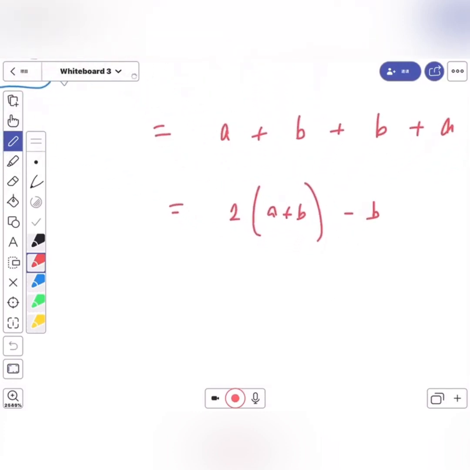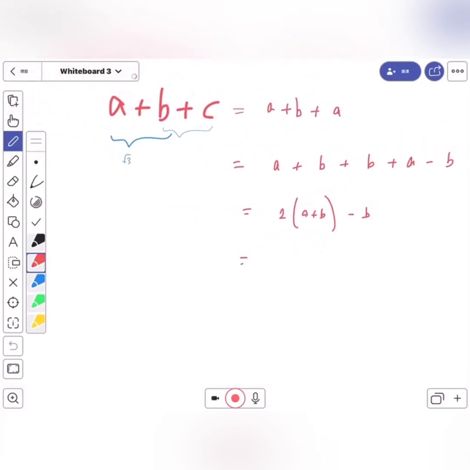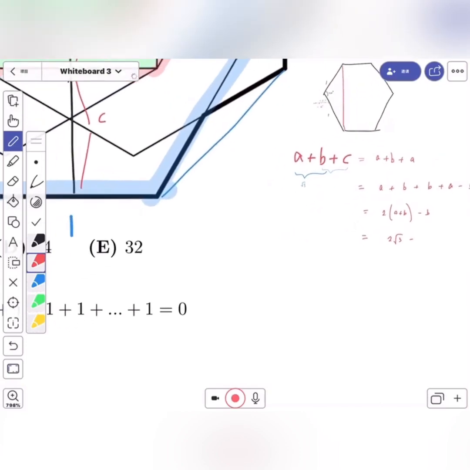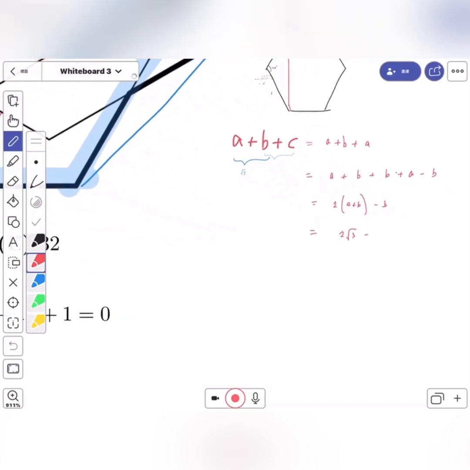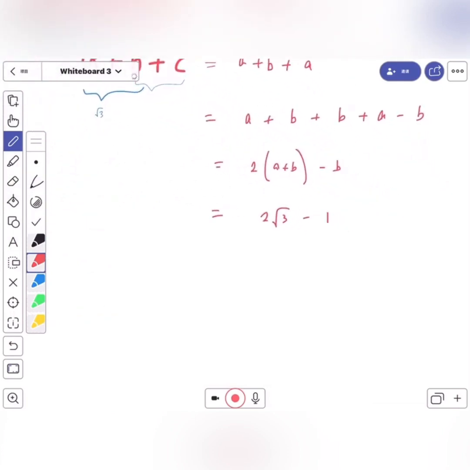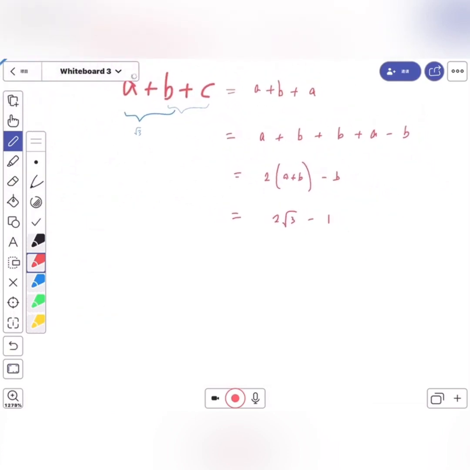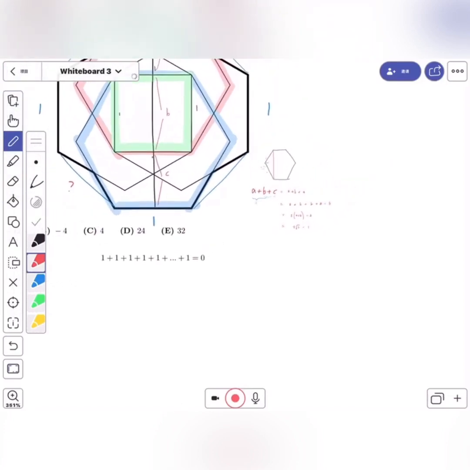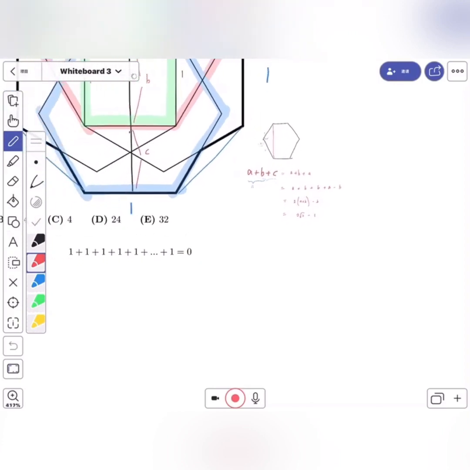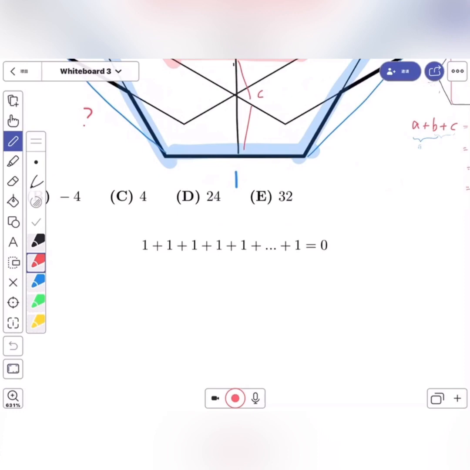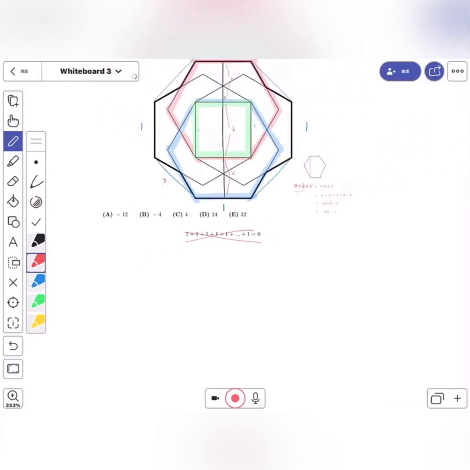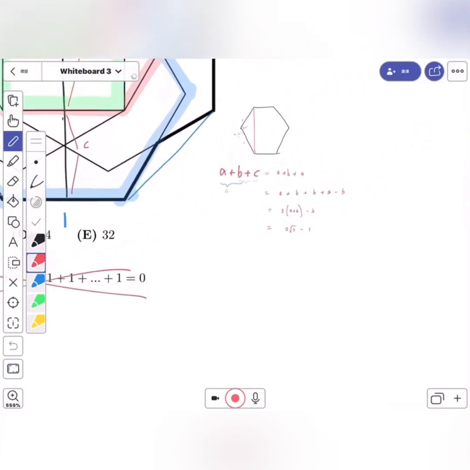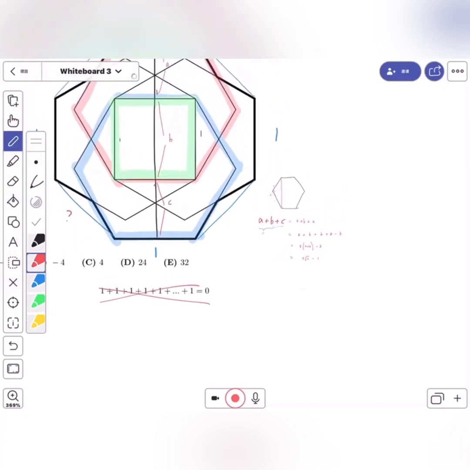Well, a plus b we just computed is equal to the square root of 3, so it's 2 times the square root of 3. And minus b, well, b is just equal to 1 because it's the side length of the square. So now we know that a plus b plus c, which is the entire altitude of this octagon, is 2 root 3 minus 1. And now we have this length.